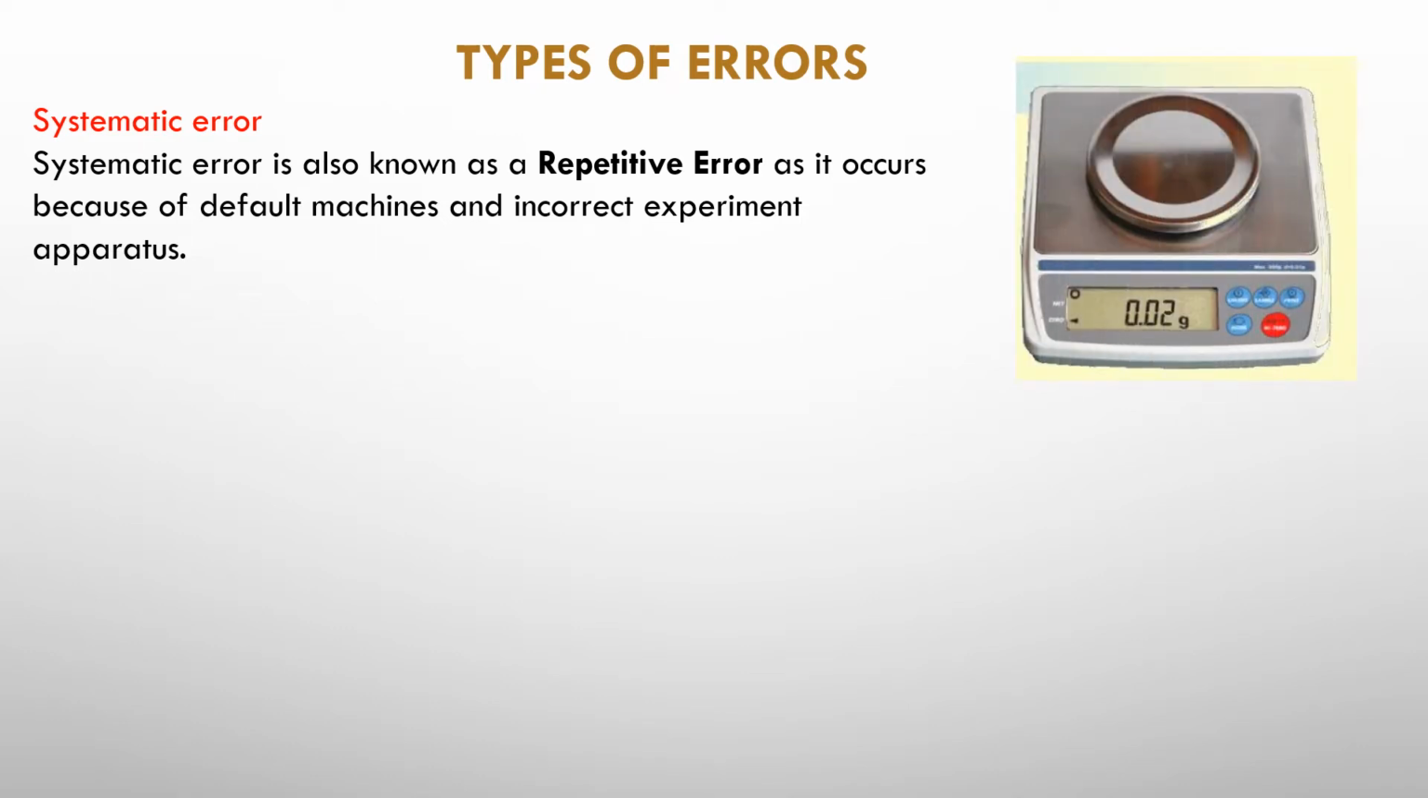So let's say, for example, there is a scale pan, and this scale pan, without having anything put on top, still shows a reading of 0.02 grams. So this simply means that this is an instrumental error. Whenever the same balance is used for the same sample, the result is going to be consistent. We are going to get the same mass.